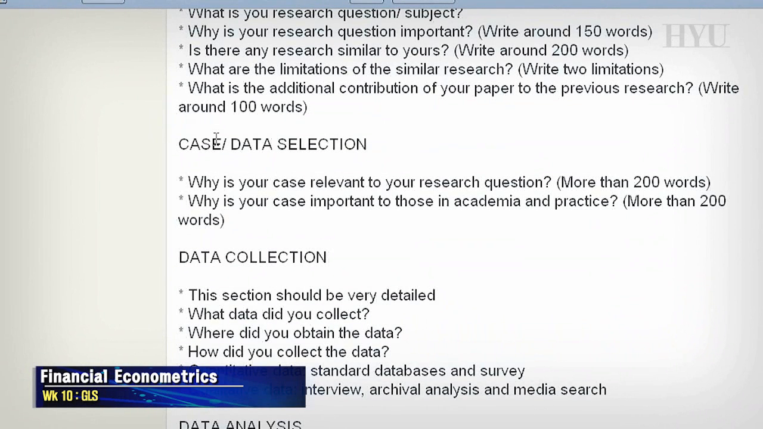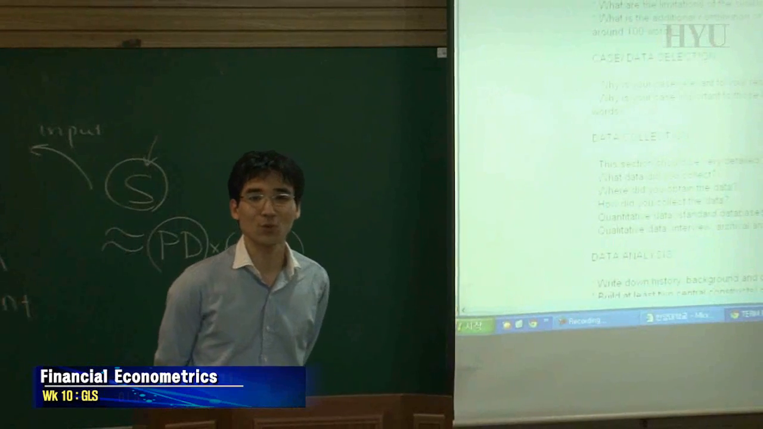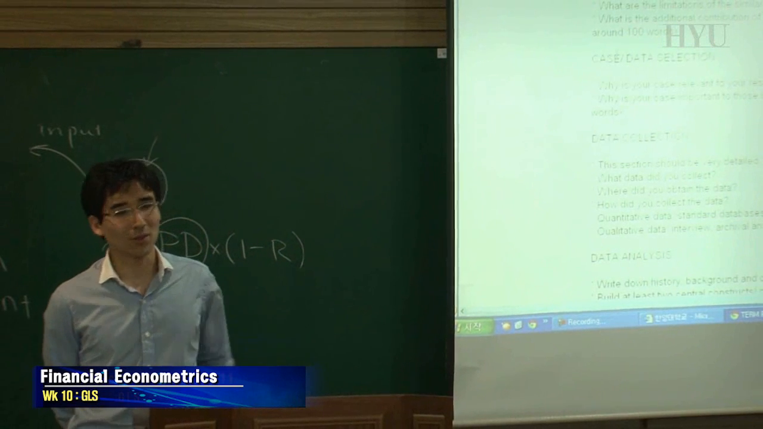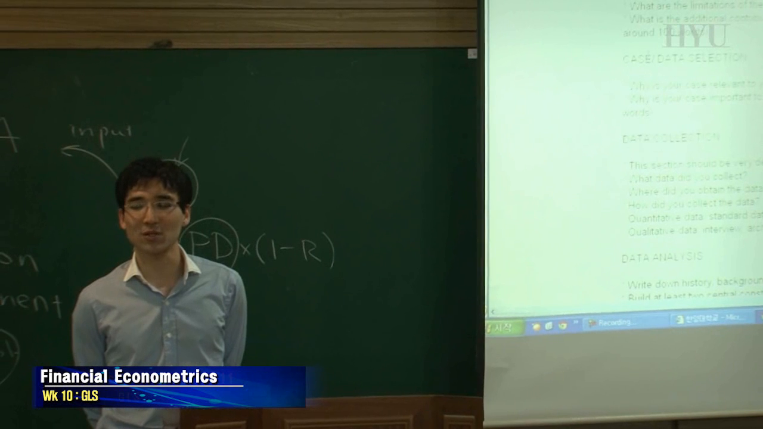The next step is you have to go through the data. You can use both qualitative or quantitative data. Quantitative data you can get from Google Finance or FnGuide or Naver Stock, whatever you want. Qualitative data is maybe news articles, interviews with other people, or other archive documents. It doesn't matter. You can use both qualitative or quantitative data. But since it is an econometrics class, I suggest you use quantitative data.